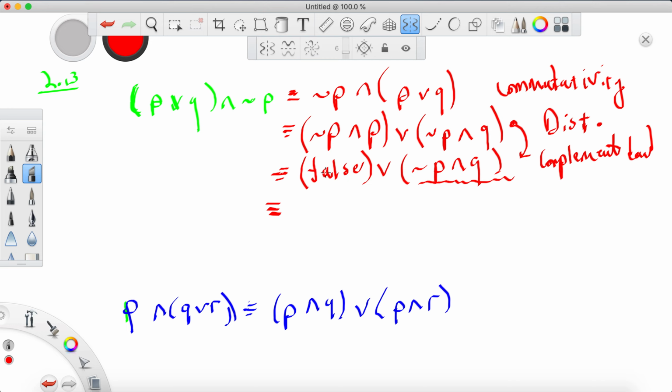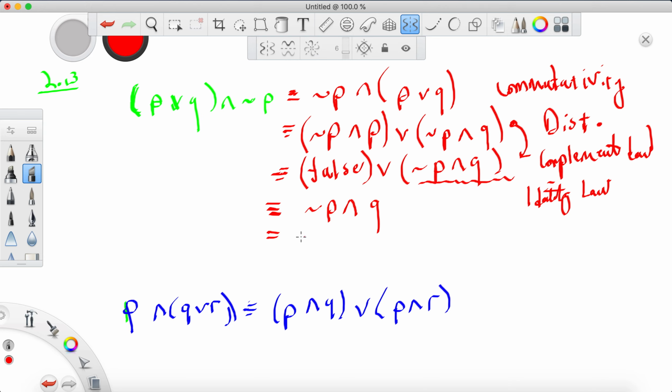So basically, you can forget about that false, and you rewrite that as this. And this is another complement law. Or I'm sorry, it's actually called an identity law. So this is an identity law. That's because false plays the role of an identity using algebraic language. It kind of acts like 0.